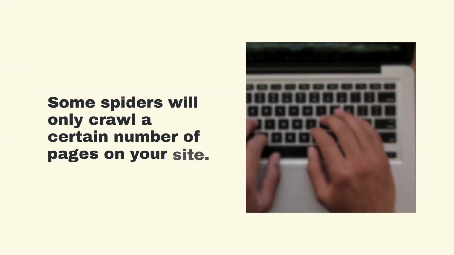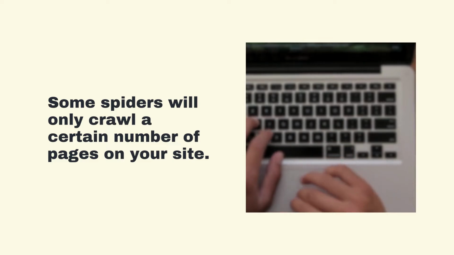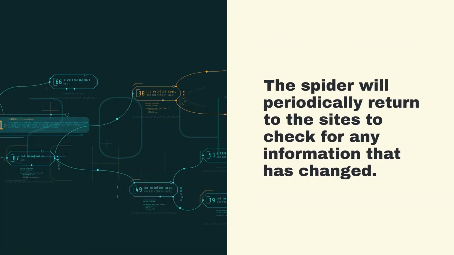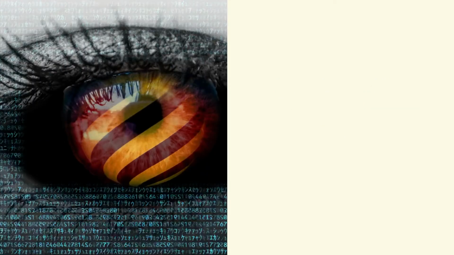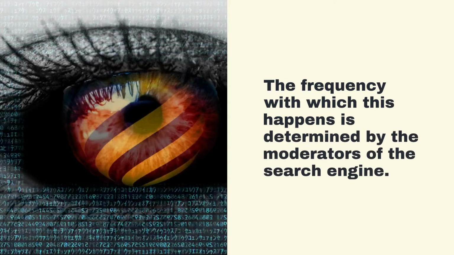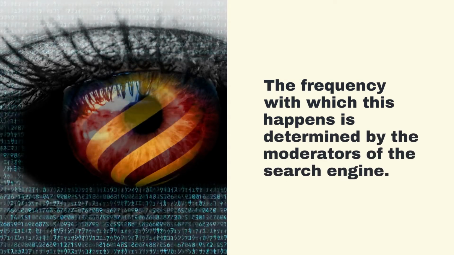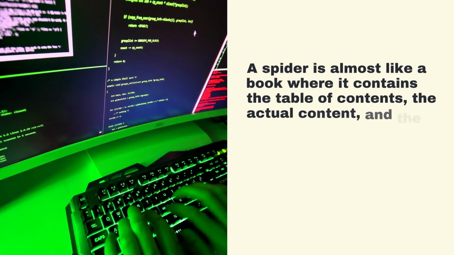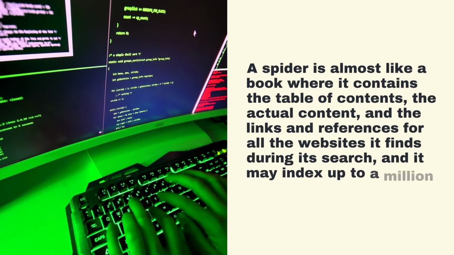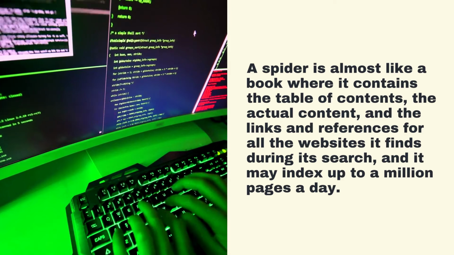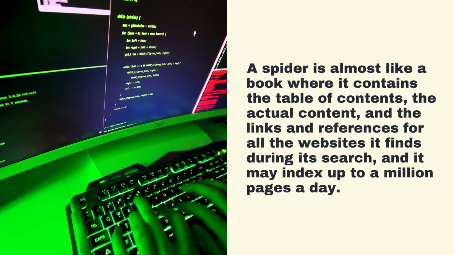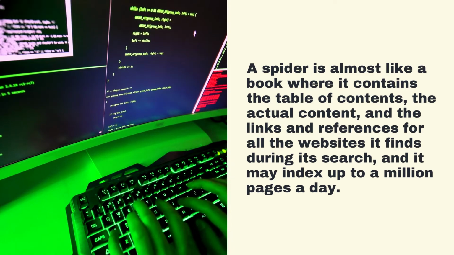Some spiders will only crawl a certain number of pages on your site. The spider will periodically return to the sites to check for any information that has changed. The frequency with which this happens is determined by the moderators of the search engine. A spider is almost like a book where it contains the table of contents, the actual content, and the links and references for all the websites it finds during its search, and it may index up to a million pages a day.